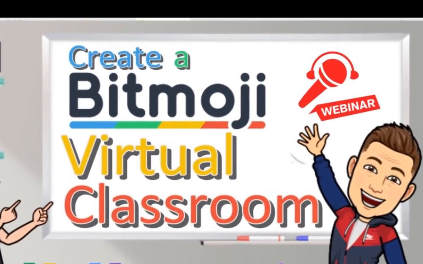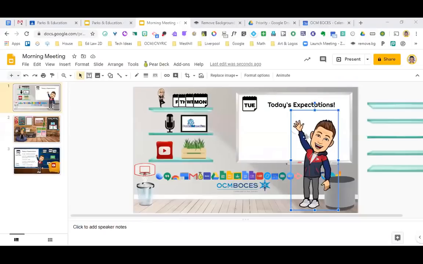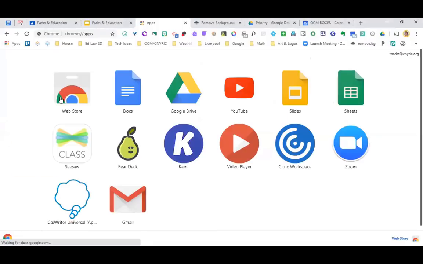Okay. How do we get our Bitmoji into Google? Well, we're going to go to the App Store. You can just type in the Chrome Store in your web browser, or go over here if you have it on the left-hand side, left top corner where it says Apps. I'm going to go to the web store.